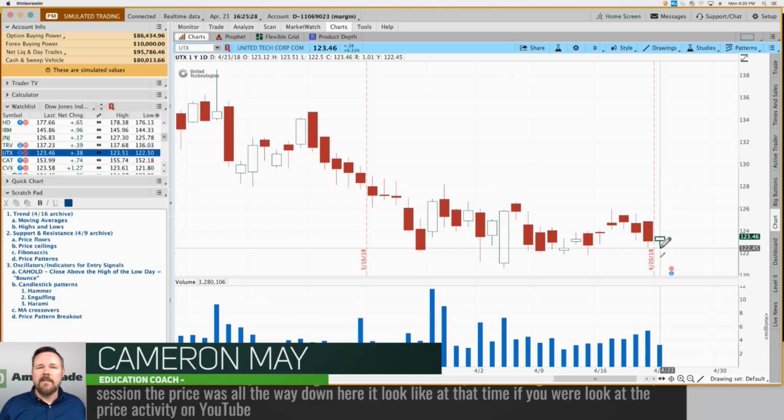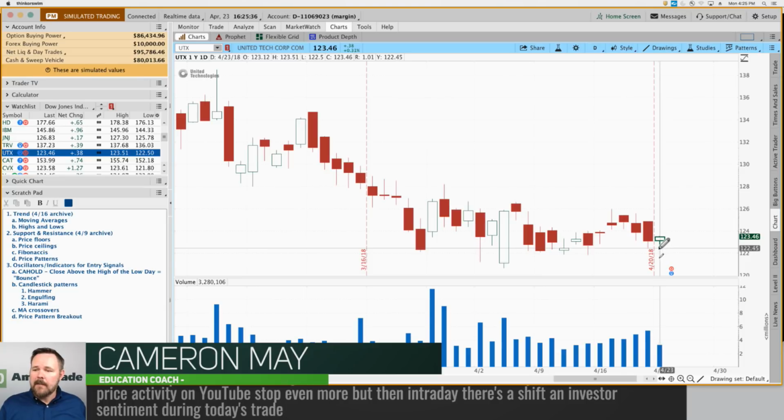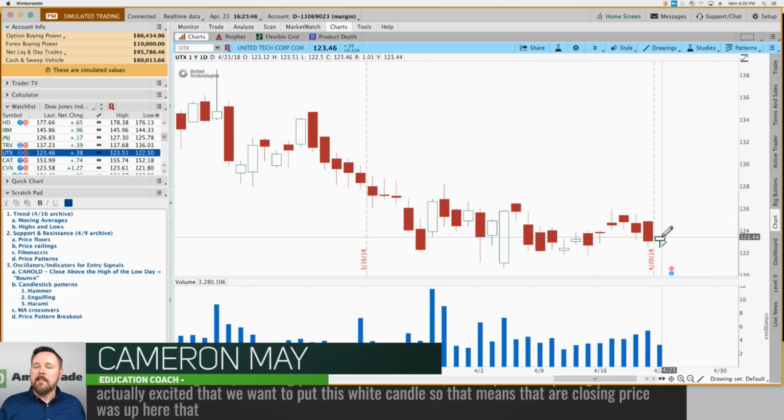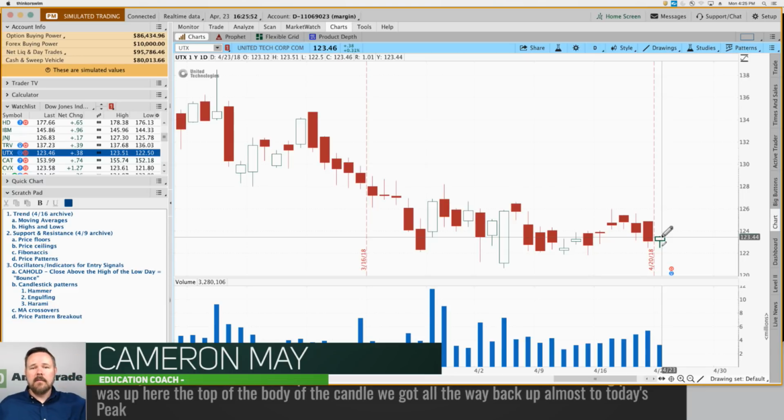Stock is just selling off even more. But then, intraday, there's a shift in investor sentiment. During today's trading, prices rallied all the way back up to our opening price and actually exceeded that. We wound up with this white candle. So that means that our closing price was up here at the top of the body of the candle. We got all the way back up almost to today's peak. So we closed on a high, literally.